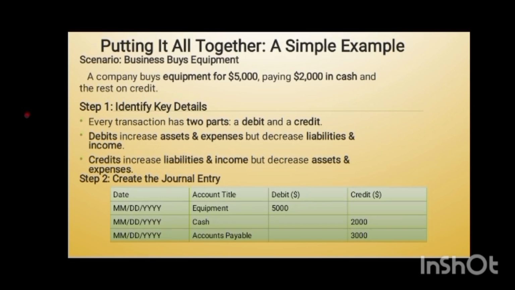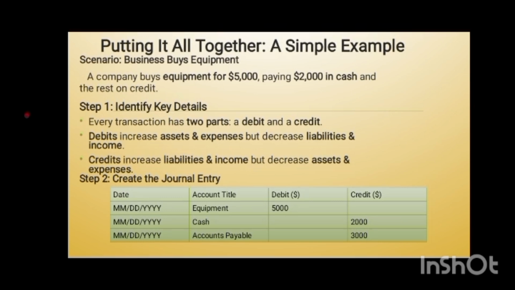Second, as we have paid cash, it means the money has gone from the business. So when the cash has gone, it means the asset is decreasing. When the asset decreases, that amount will be credited. So $2,000 will be credited. Third account.